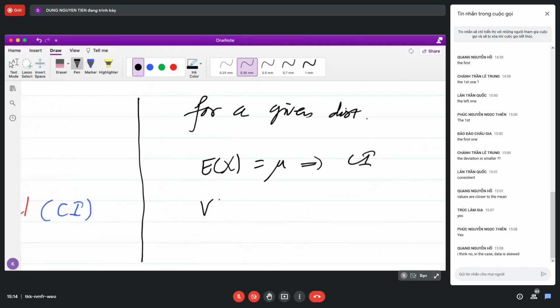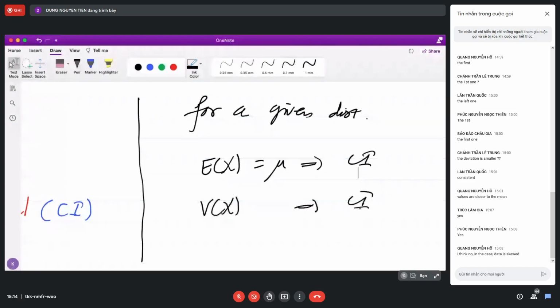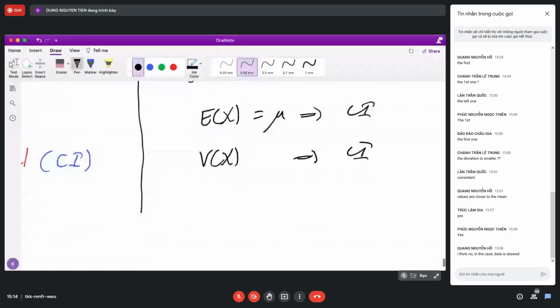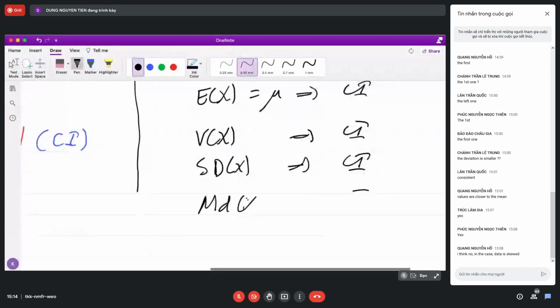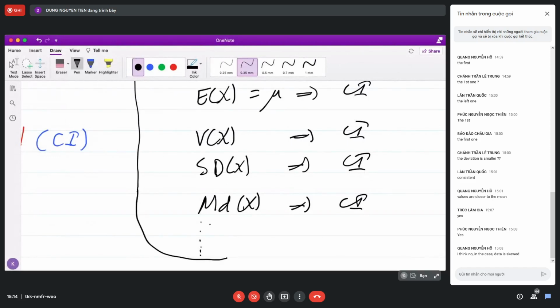You have the variance of x. Then you can find a confidence interval for the variance of x. You have the standard deviation of x. Then you can find a confidence interval for the standard deviation of x. You have the median of x, right? Then you can find a confidence interval for the median of x. Is that all clear? All right. So you can always find confidence intervals for those characteristics of the distributions. Okay. Is that clear?